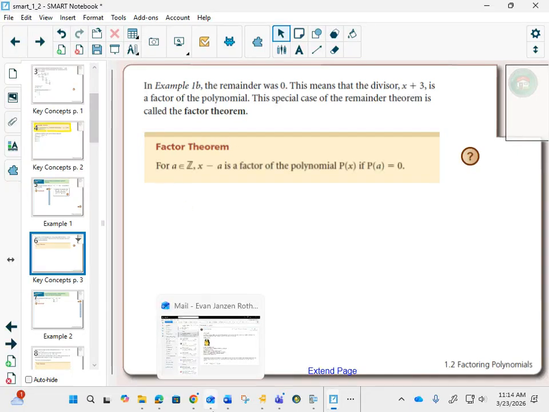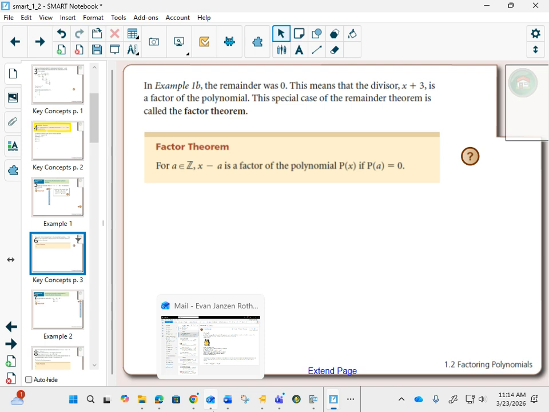Really connected to the remainder theorem is something called the factor theorem. If your remainder is 0, you have a factor. This is what we're going towards. We're going towards being able to factor bigger things. So if we can get a remainder of 0, then we'll be able to tell if something is a factor.